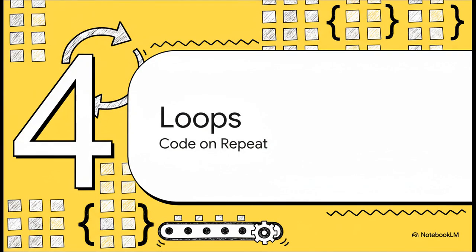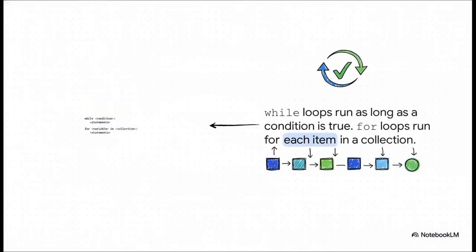Making decisions is incredibly powerful, but what about doing things over and over and over again? You definitely don't want to be writing the same line of code 100 times. That would be a nightmare. That's where loops come in. They are your best friend for automation and repetition. Python gives you two main tools for the job.